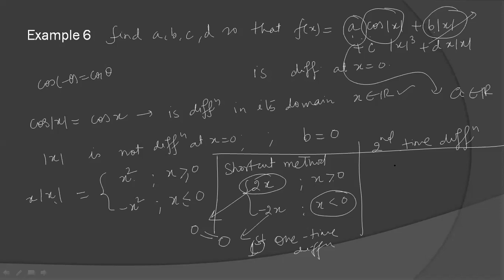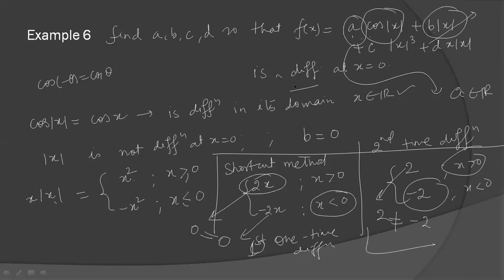Two time differentiable or not? Then it will be 2, and it will be minus 2. Now if you put x equal to 0, this will be 2, and if you put x equal to 0 here you will get minus 2. Both are not equal. It means this function is not differentiable two times. But we are interested in one time only. Not given, it means we are checking the differentiability one time only.